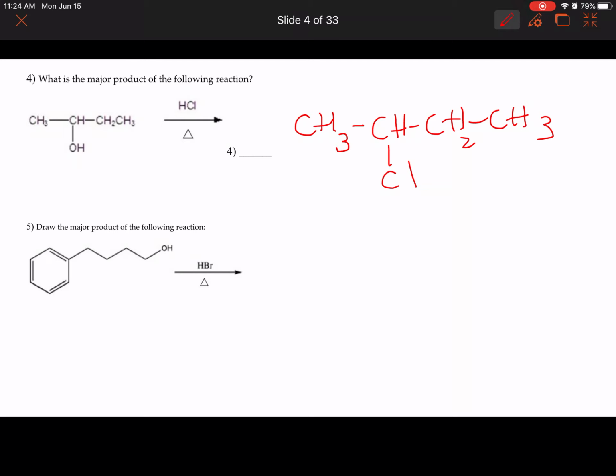Again, this is a primary alcohol. When you heat it up with HBr, it would undergo an SN2 reaction with bromide. Okay, it would be like this. Benzene ring, Br. Okay, that's straightforward also, so you can look at that one.